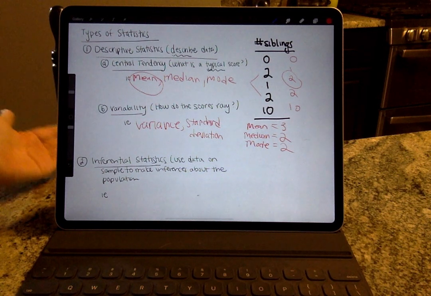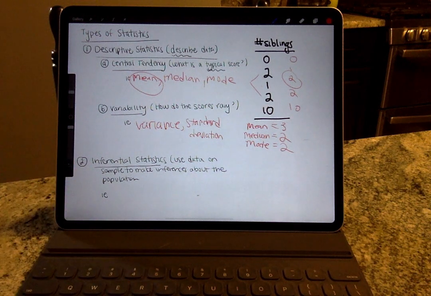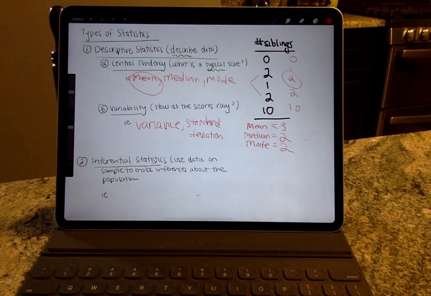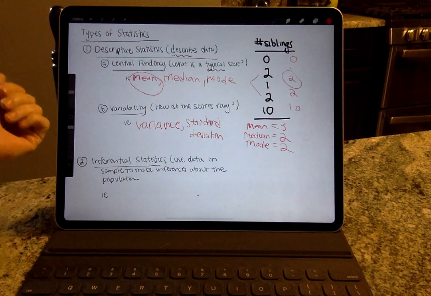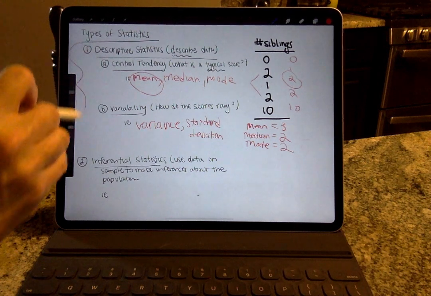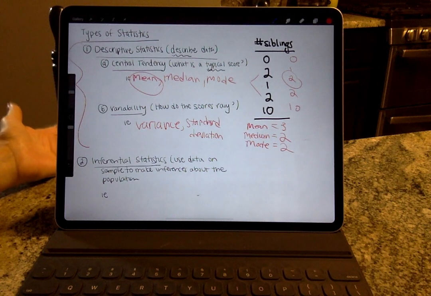I can't easily give you the answers for variance and standard deviation because it's not something I can do in my head. We need to do some more sophisticated calculating on that, and there will be a follow-up video on how to calculate variance and standard deviation. So those are the two measures of descriptive statistics. There's central tendency, which answers the question, what is a typical score? And there's variability, which answers the question, how do the scores vary? And if you've taken a previous statistics class, chances are this has been largely, if not exclusively, the focus of that class.